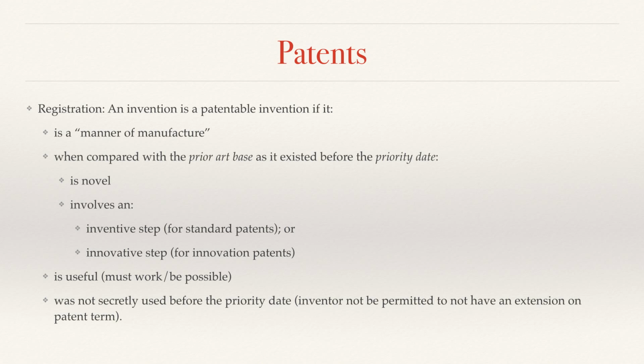When compared with the prior art base, which is the existing field of knowledge relevantly defined at the priority date, again relevantly defined, you have to go through and identify what the priority date for a particular application is. Then the invention is registrable if it is novel compared to that prior art base and involves an inventive step for a standard patent or an innovative step for an innovation patent. The patent must be useful, and there is a prohibition on secret use and other things that will ruin a patent's eligibility for registration. Just work through all of those in a fairly logical manner and you'll be okay.